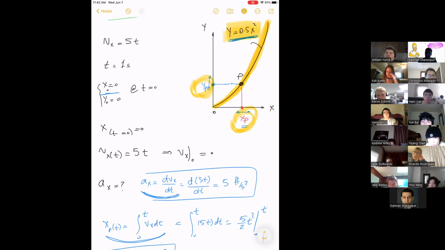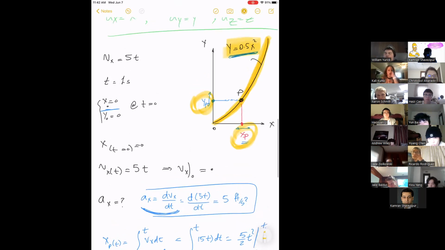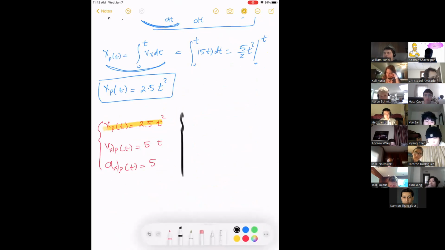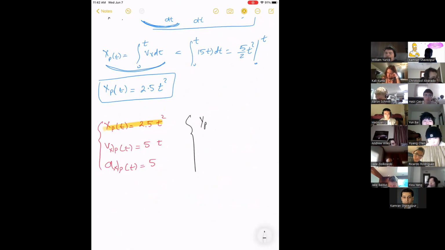Make sense? So if y is half of x squared, and this is my x, I can get the y, right? YP, which is 0.5 x squared. I'm going to put x from here: 0.5 times 2.5 t squared, right?